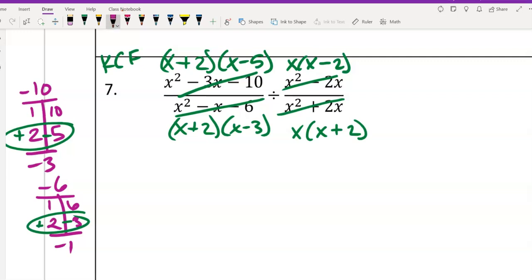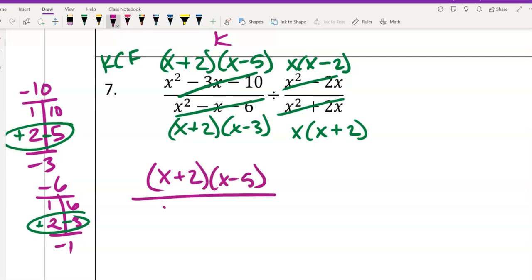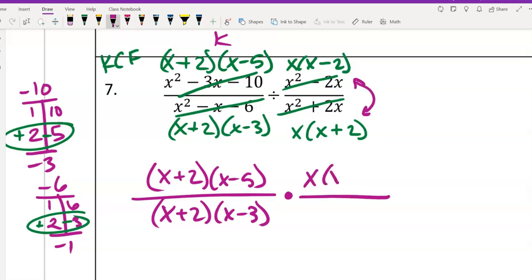Now we need to keep the first fraction, change to multiplication, and flip that last fraction. Again, this is only done for division. Now that we have factored, we KCF'd, now we need to cancel the matching factors.